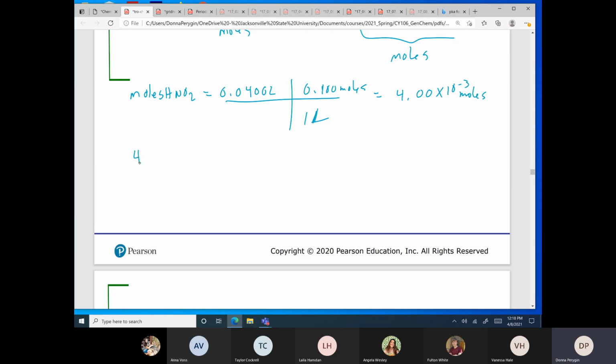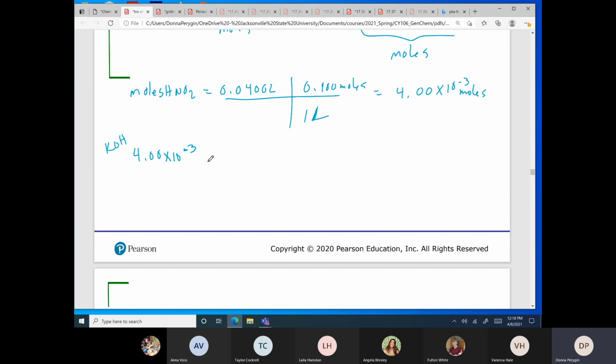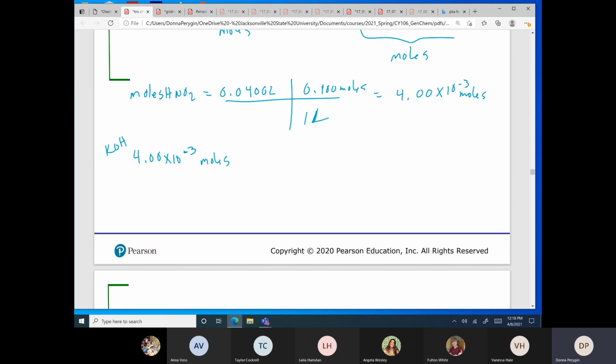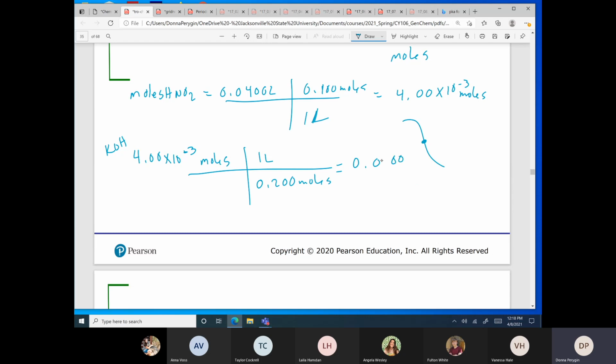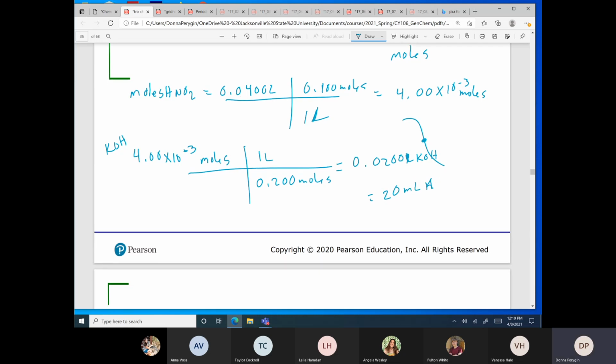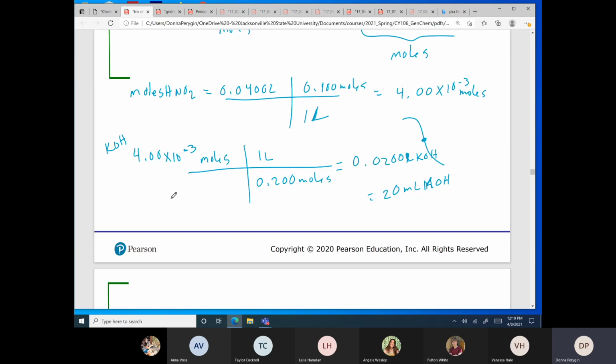So the moles of KOH is going to be 4.00 times 10 to the minus third moles, because we need exactly that many to reach the equivalence point. That's the inflection point on our graph, the equivalence point. Times 0.200 moles per liter, that's our concentration, which is equal to 0.0200 liters of KOH solution. That's equal to 20 milliliters of this KOH solution at this concentration. Now part B says the pH after adding 5 milliliters of KOH.